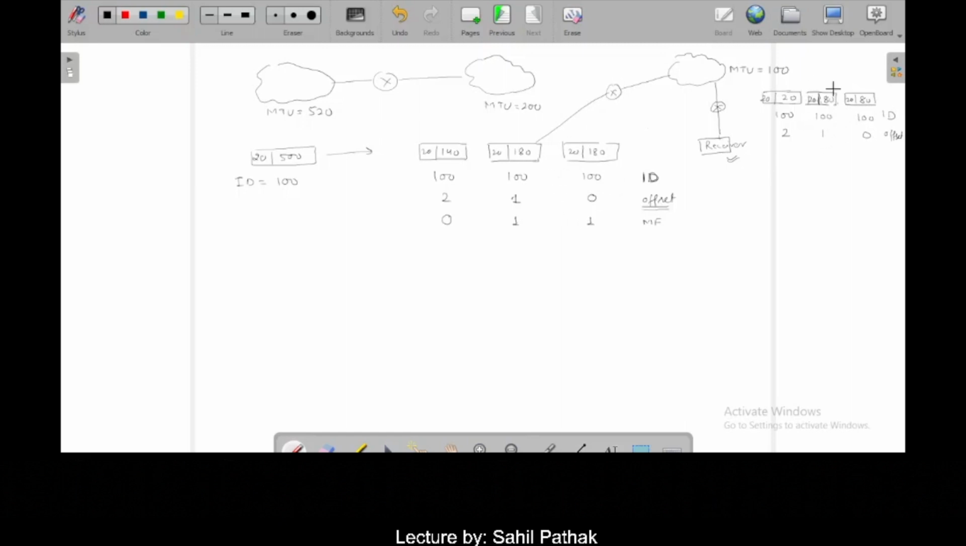With one offset we have this fragment, and we have this one also. With two offset we have this one also, and we have this one also. So again, he cannot sequence it here. The receiver is not able to sequence it properly. So one thing is clear: this sequence method in the offset is not going to work.